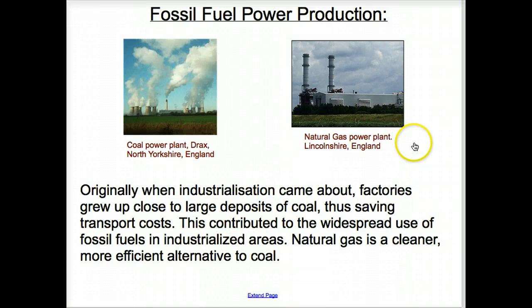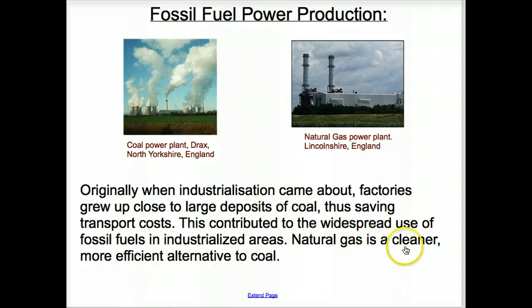So, fossil fuel power production, we make most of our electricity in that way. Here's a couple of images. This one on the right is natural gas, this one on the left is coal, both in England. Industrialization came about in the mid-1800s, and factories grew up close to large deposits of coal, so that the coal was right there. There wasn't a lot of transport costs. And this contributed to the widespread use of fossil fuels in industrialized areas.